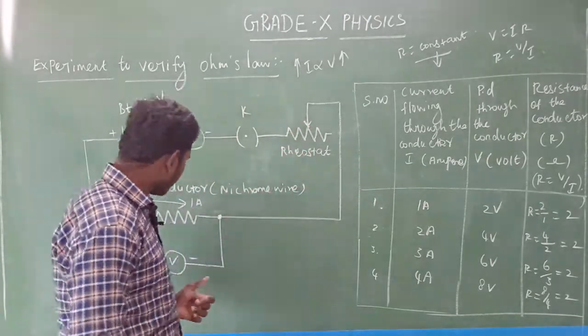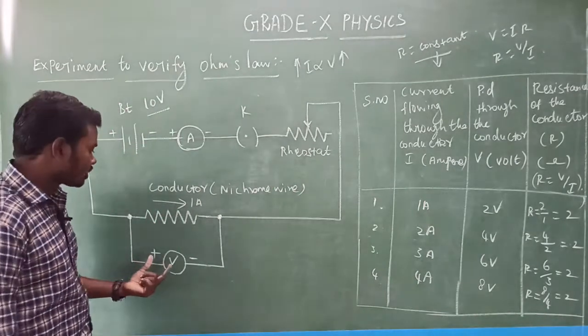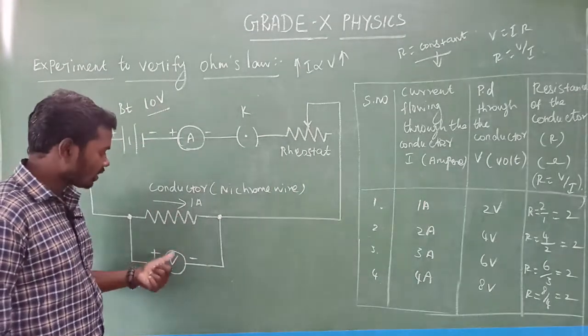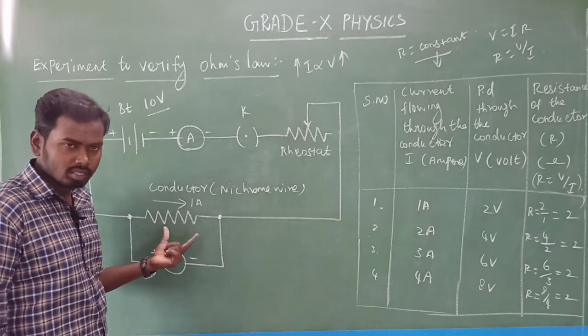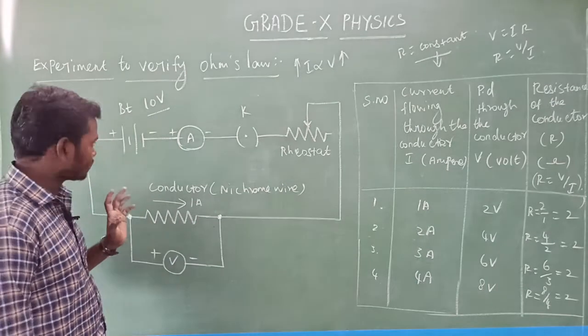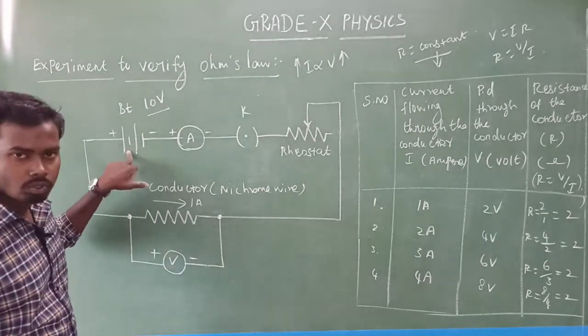Is it clear? Yes. Next, here the voltmeter is connected in parallel to the conductor. Here the conductor is an unknown resistance, that is nichrome wire. Is it clear? Yes. So this battery is used to make a potential difference.